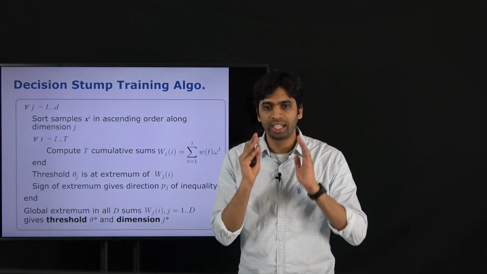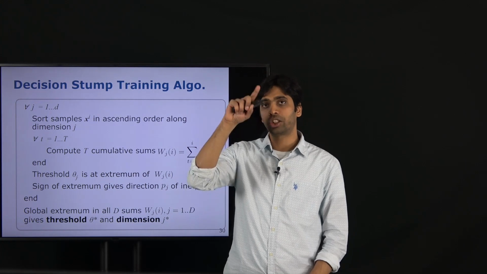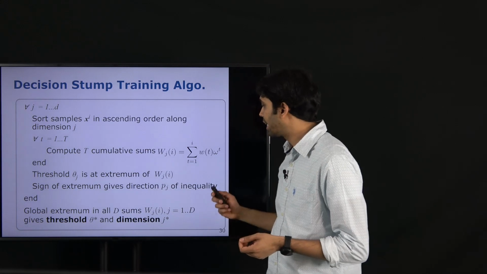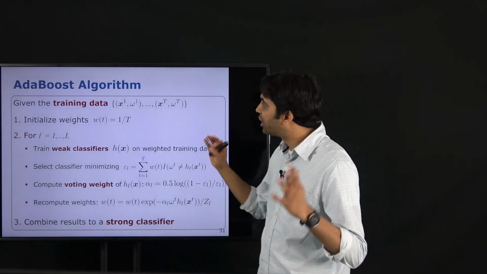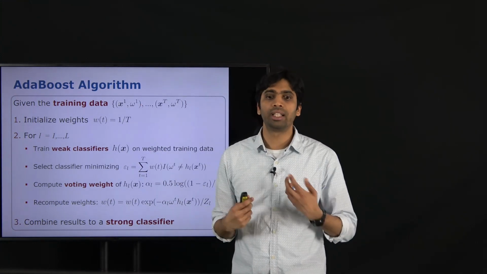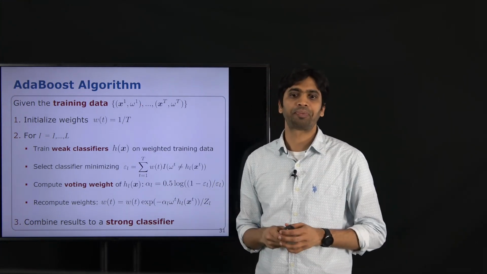But when you train a decision stump, what you're doing is you're training the small h of x, right? We still don't know how to get the capital H of x, which is the combined classifier. And this is what the AdaBoost algorithm gives you the recipe for, so to say.